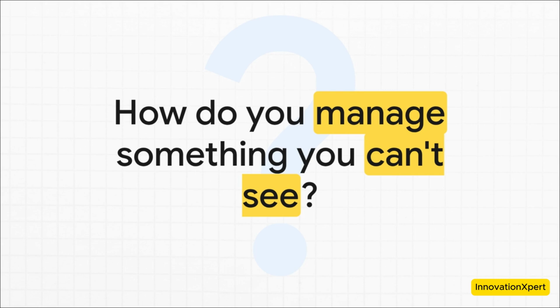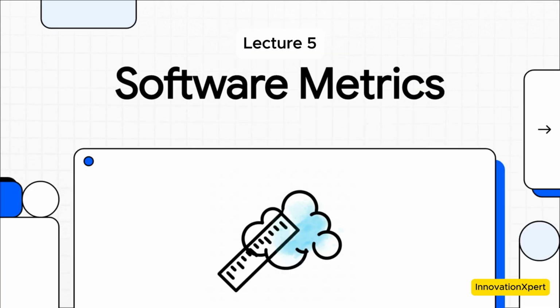So, how do we get out of the realm of just guesswork and into real, solid engineering? Well, the answer, as we're about to see, is all about measurement. The whole trick is making that invisible thing visible. And we do that with a really powerful tool set, software metrics. So in this explainer, we're going to break down exactly how we use them to measure, to understand, and ultimately to improve the software we all build.